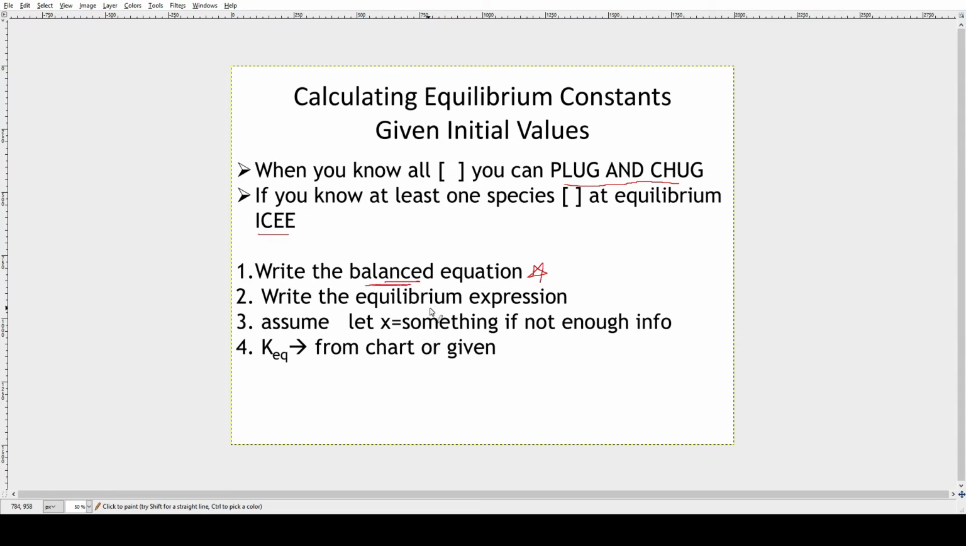You're going to want to be able to write the equilibrium expression, which is involving your products over your reactants raised to some number. You might have to assume something. You won't always have to, but sometimes you will. And when you are doing something like that, generally your K is going to be given to you in some form. So this entire video is basically just going to be example problems.